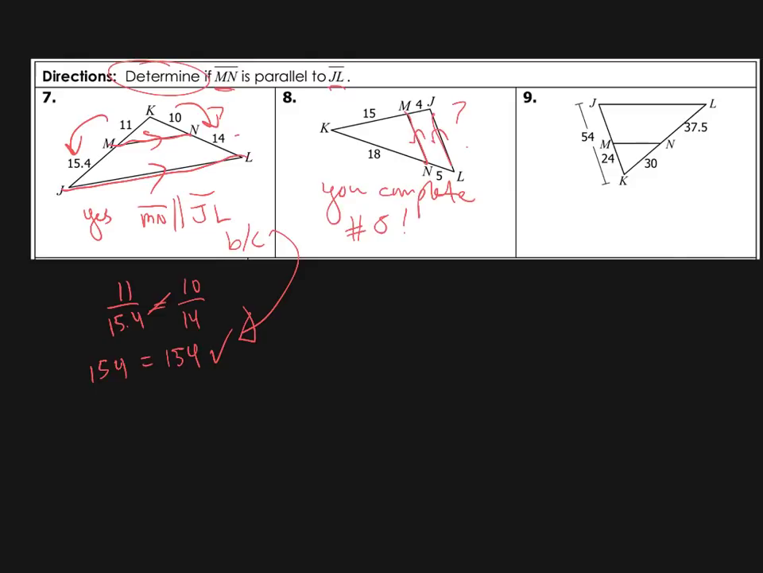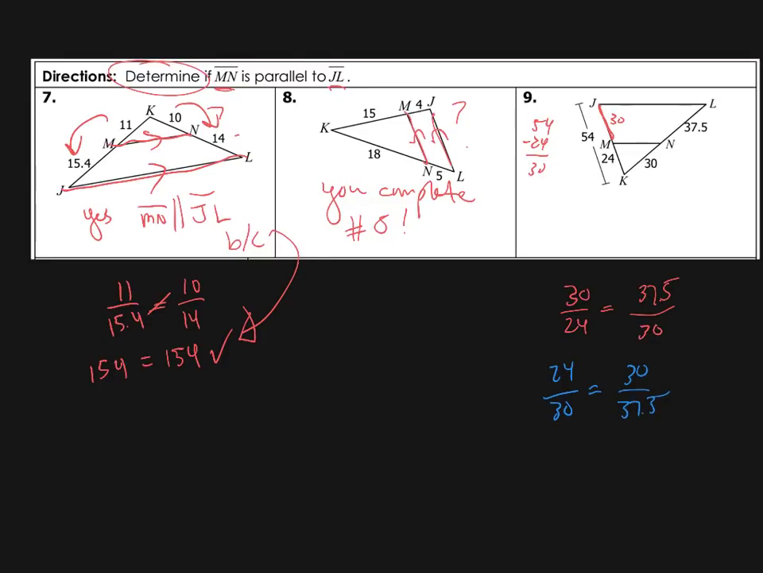You complete number 8. I'll do number 9. So first off, we need the length of JM. That's going to be 54 minus 24, which is 30. So this is 30. So we have 30 is to 24 as 37.5 is to 30, or vice versa. 24 is to 30 as 30 is to 37.5.